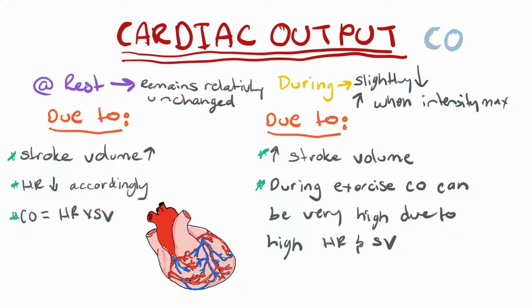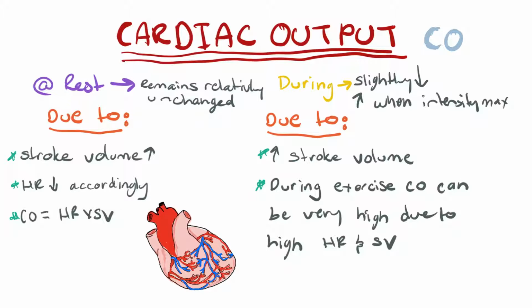Now, you've got to remember that with cardiac output, it is the equation of our heart rate times our stroke volume. So as soon as we know what our heart rate is and we know what our stroke volume is, we can work out our cardiac output, and we can work out how much blood is actually pumping around the body per minute. So when we have a look at why we have this slight decrease in our cardiac output in training, it's due to the fact that we've got that increased stroke volume.